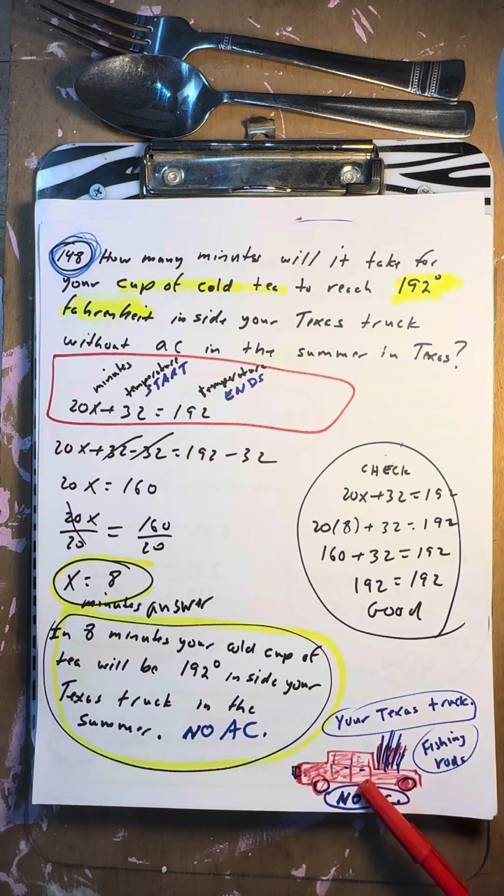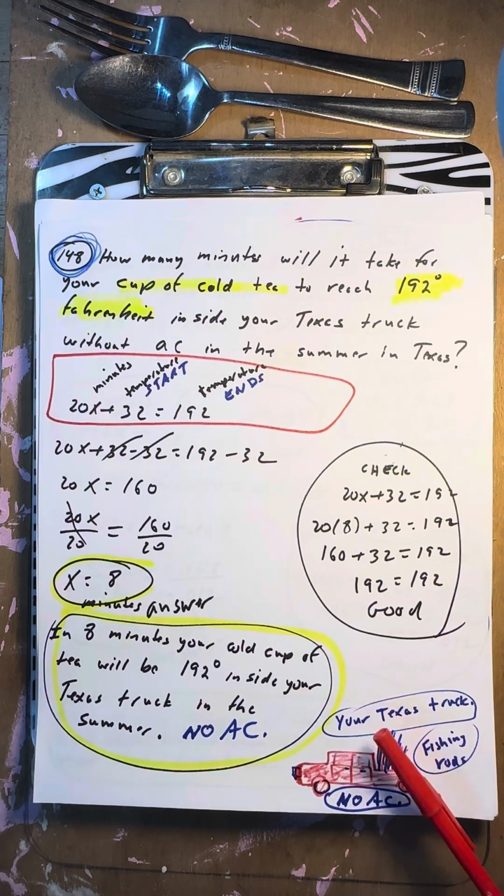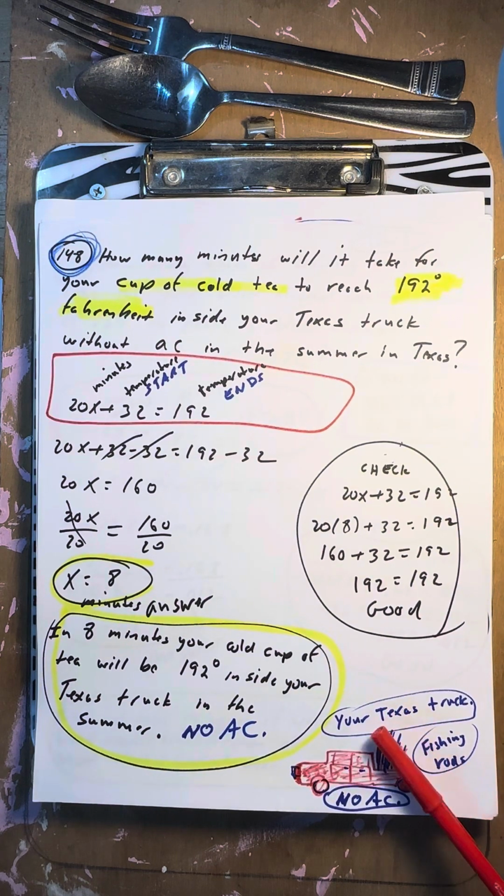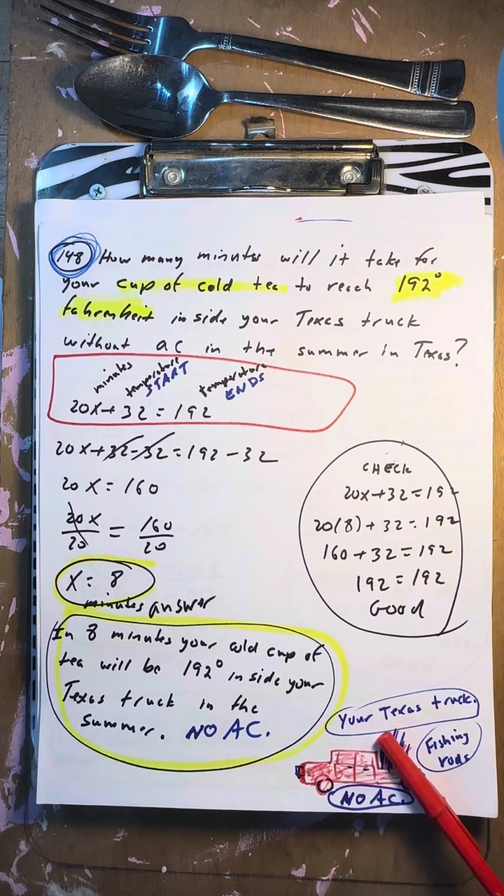But yes, it doesn't have AC, but it does have fishing rods. See, for fishing, you go to Mustang Island, Padre Island, Galveston, Rockport. It's out there. Your Texas truck.